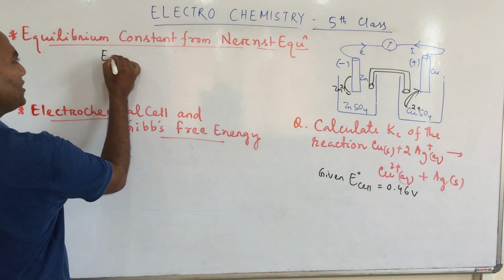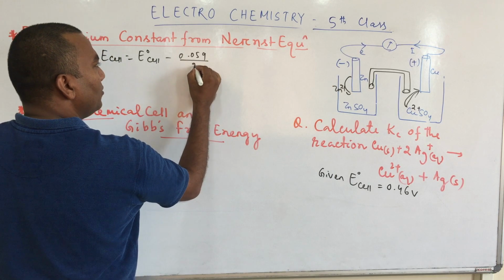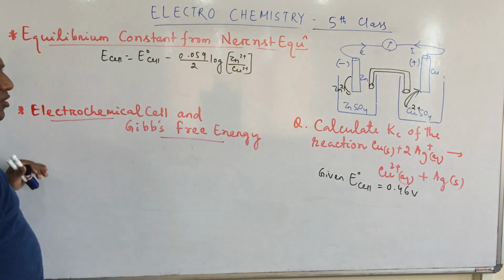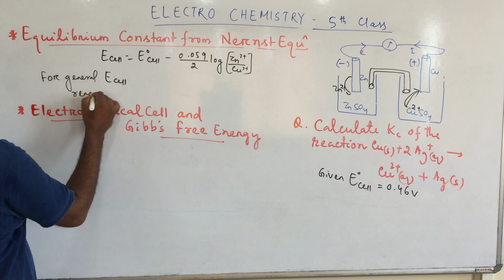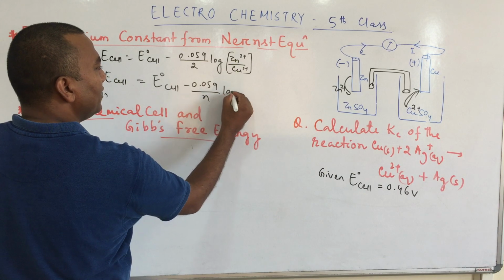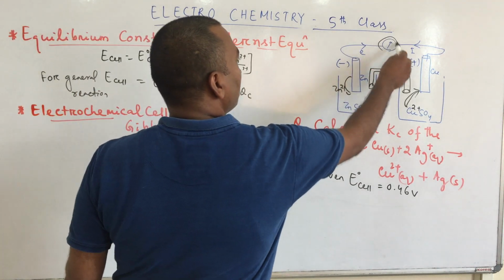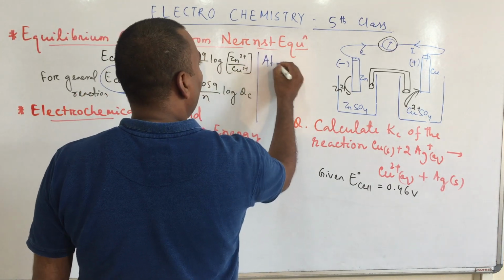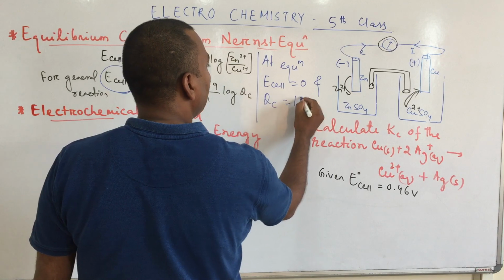So this is called the condition of equilibrium. In the Nernst equation format, we know E cell equals E naught cell minus 0.059 by 2 log of Zn2+ divided by Cu2+ concentration. Or for a general reaction, E cell equals E naught cell minus 0.059 by n log Qc. Now when the equilibrium condition comes, this reading will be 0, that means at equilibrium, E cell equals 0, and Qc equals Kc.